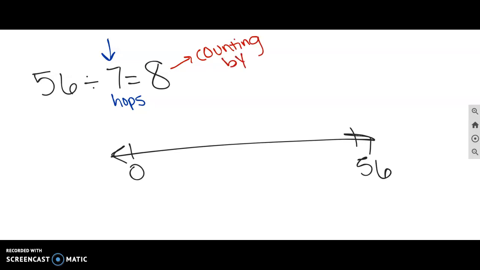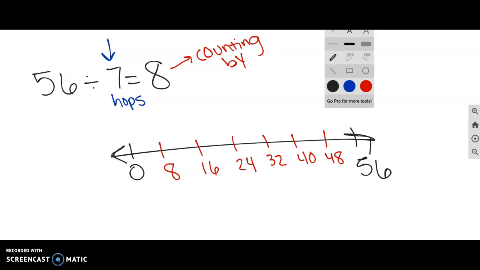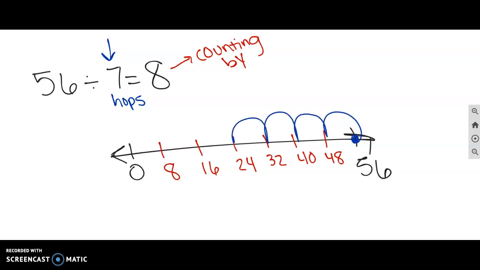So let's count by 8s. 8, 16, 24, 32, 40, 48, and 56. So let's make our hops. We know that we're going to have 7, so let's start at 56 and go 1, 2, 3, 4, 5, 6, 7.